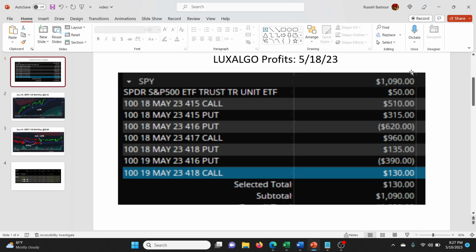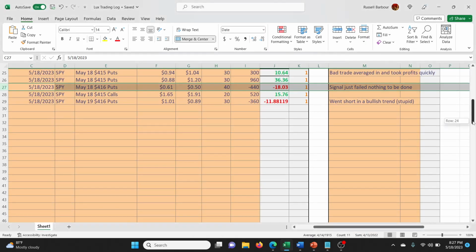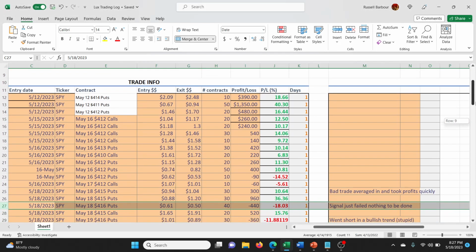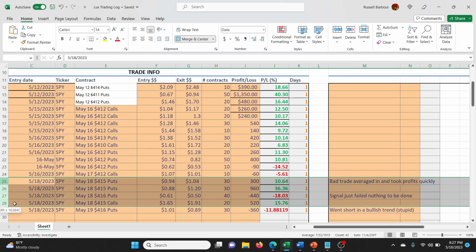I only trade SPY. So if you look at the Excel spreadsheet I have going on, you'll see that on the left-hand column here, in the tickers, it's all SPY. And you can see that today, that is the 18th, typically I'll do 3 to 5 trades on SPY using LuxAlgo every day, and that's what I've been recording since Friday.